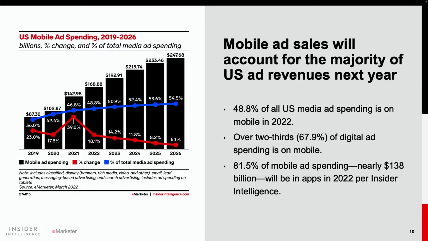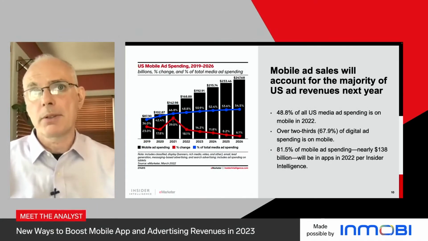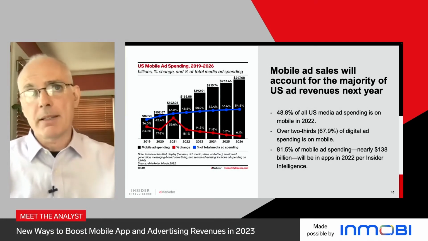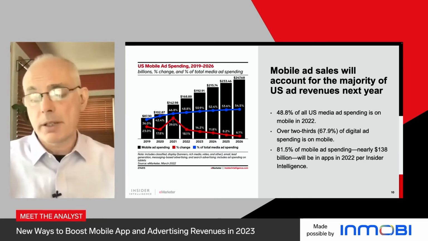It's about half of all US media ad spending overall and over two-thirds of digital ad spending. And most of this spending is happening in apps. According to our estimates, about 81.5% of mobile ad spending occurs in apps, which would mean about $138 billion in 2022. It's just a huge amount of spend that's going into mobile and specifically into mobile apps.